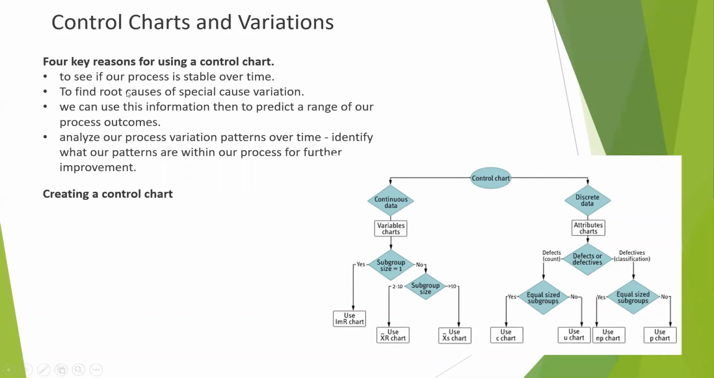We see that our process is stable over time and find the root cause of the special cause variation. Whenever there is any special cause, you have to identify it and try to fix it. Use the information to predict the range. Based on the control chart, as I told you, if 3 points are going up, immediately the next 3 points are going to come down. Like that, you will identify the trend of the particular denial. So we can predict how it is going to happen in the next 3 months, whether your denial is going to go up or come down. That kind of prediction you may get once your process is stable over time.